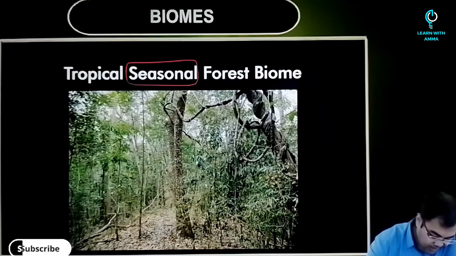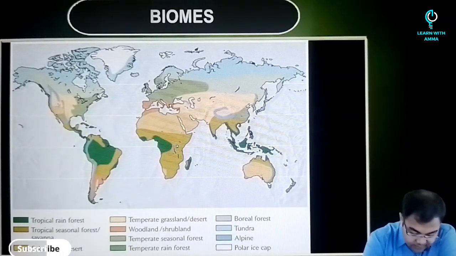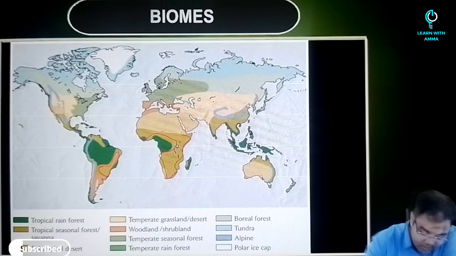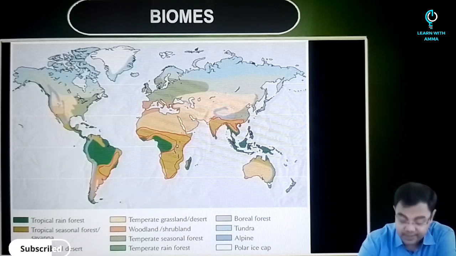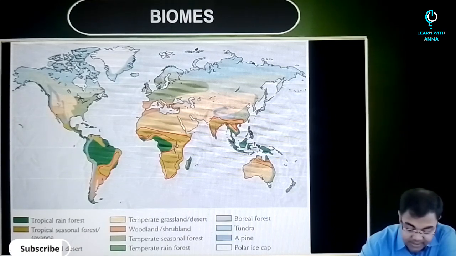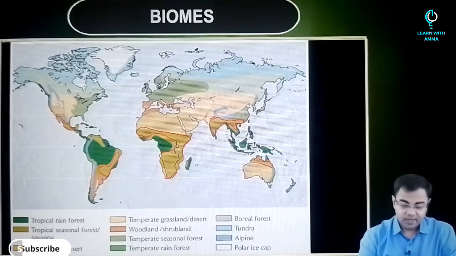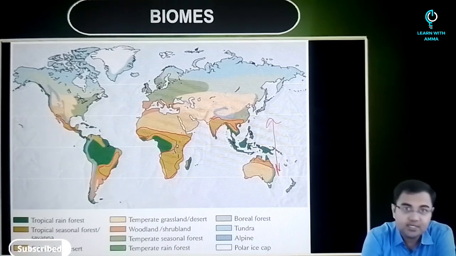exist. Now, if you look at the map of the seasonal forest, you will observe that they are found in these kind of regions. For example, you can see that they are found here. Apart from that, in the African continent, this is found here. In India also, a large part of the Indian subcontinent can be clubbed as tropical seasonal forest. Then you see this in Australia also, you see this in North America also. There are patches everywhere, but mostly what we have observed is that this also lies between 20 degree north to 20 degree south latitudes.